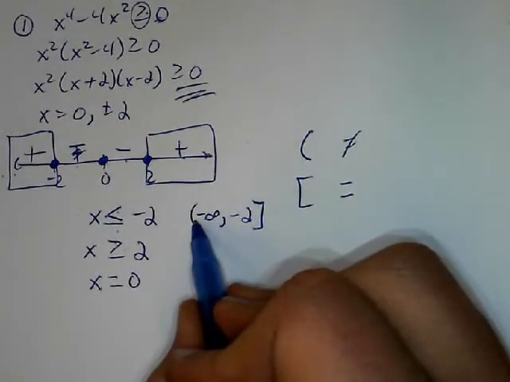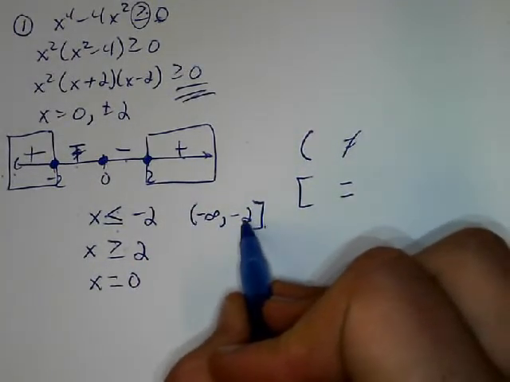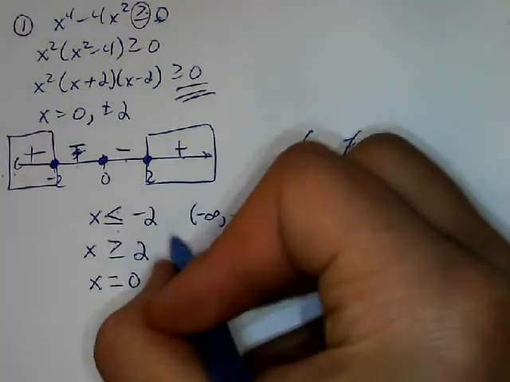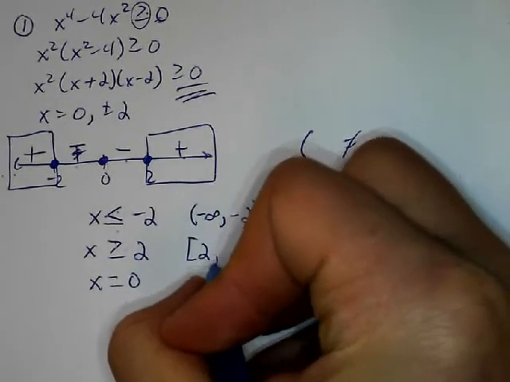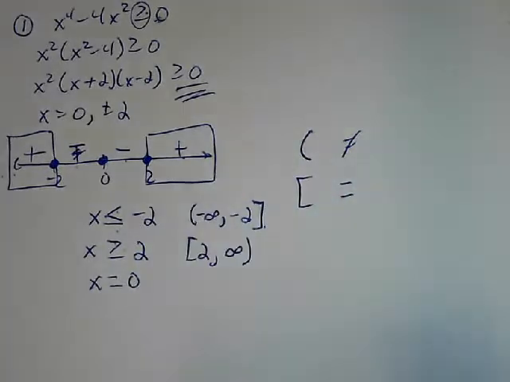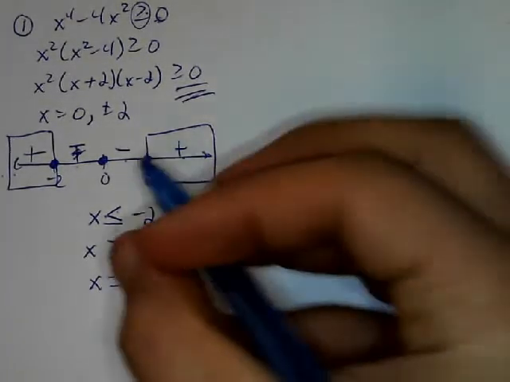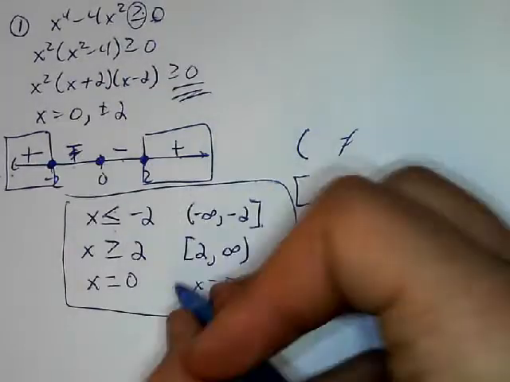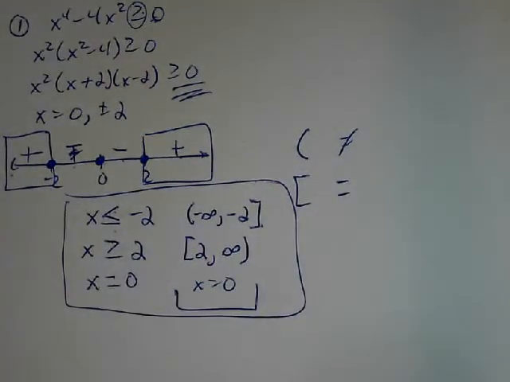You can never be equal to negative infinity. This side is equal to because of the closed dot. This one would then be 2 to positive infinity. And then obviously x equals 0. Again, I don't care how you write it, but I do believe by the end of the year you will grow more accustomed to my method.